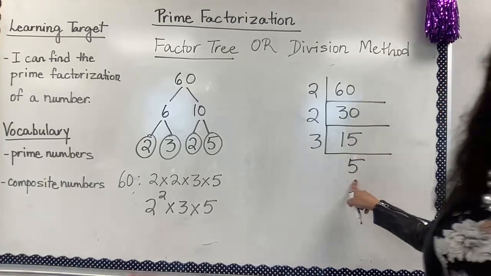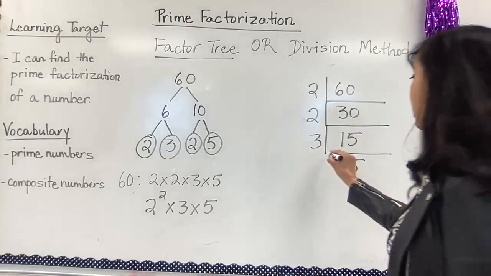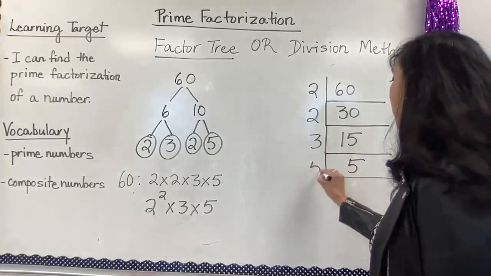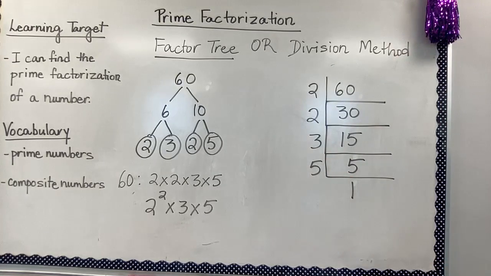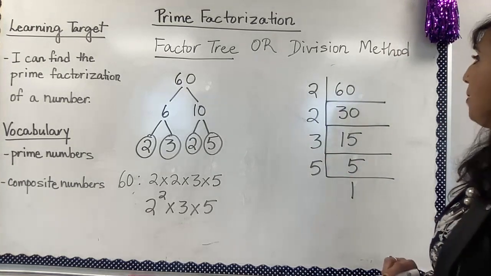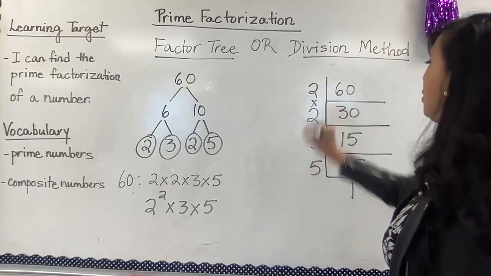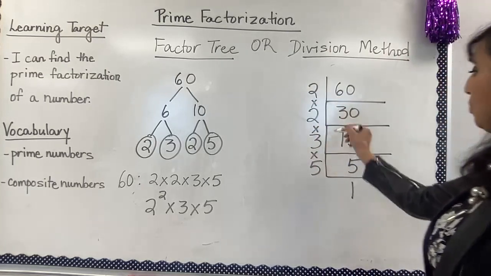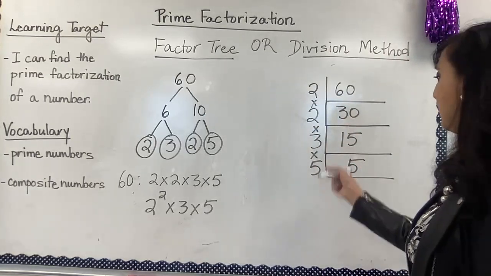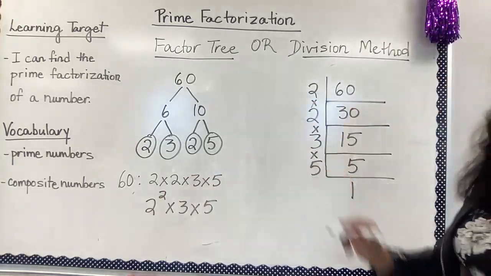Then I look at 5. 5 is divisible only by itself, so I am going to divide by 5 and I get 1. So now look, based on this, my prime factorization using the division method is 2 times 2, 4 times 3, which is 12 times 5, which is 60. So it's the same thing I just did here, but now it's written on the side.